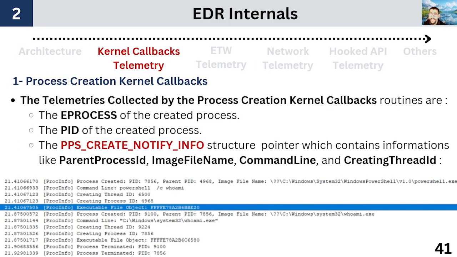When a process creation kernel callback is triggered, it collects critical telemetry about the newly created process, such as the EPROCESS of the created process, which includes a huge amount of information such as unique process ID, image file name, token, process protection level, and thread list head. It also collects the PID of the created process and the PS_CREATE_NOTIFY_INFO, a kernel structure that contains the parent process ID, image file name, which is the path to the executable that created the process, command line, and the thread ID of the creating thread within the parent process.